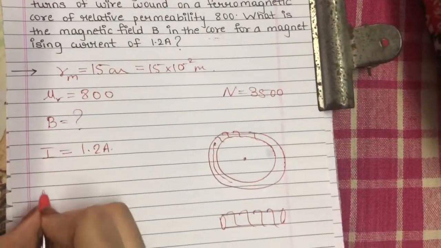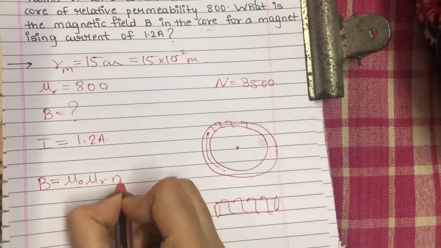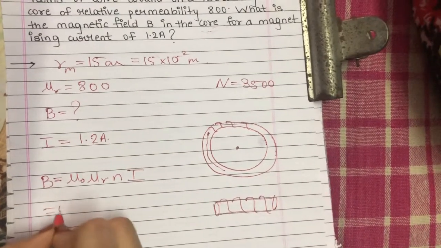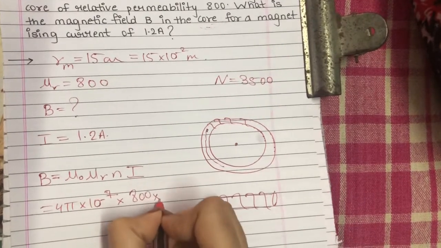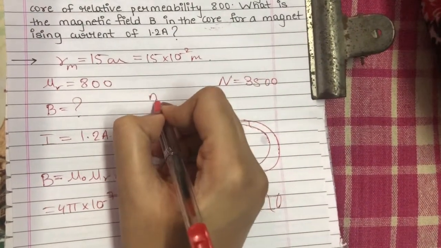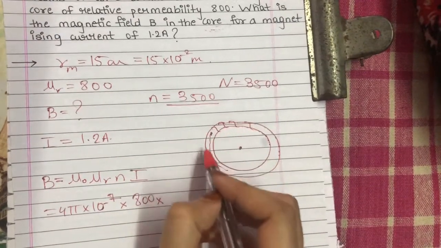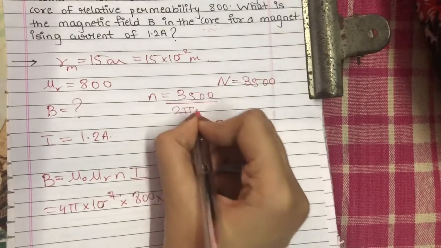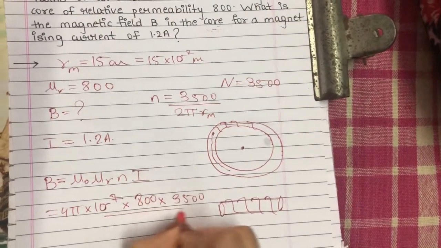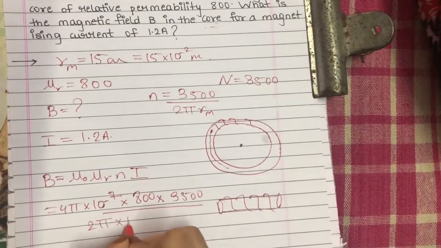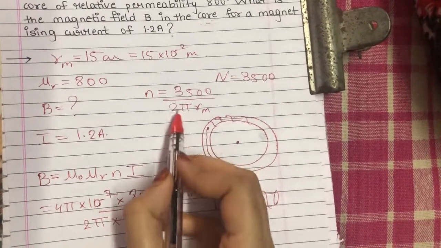Okay, so the formula is mu naught mu r n I. Simple. Mu naught is 4 pi into 10 raised to minus 7. Mu r is 800. N, now this n is number of turns per unit length. Number of turns, and here which unit of length? On the circumference, that is 2 pi mean radius. So 3500 over 2 pi into 15 into 10 raised to minus 2, 2 pi into mean radius.